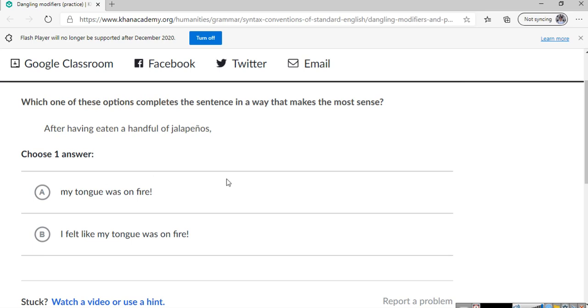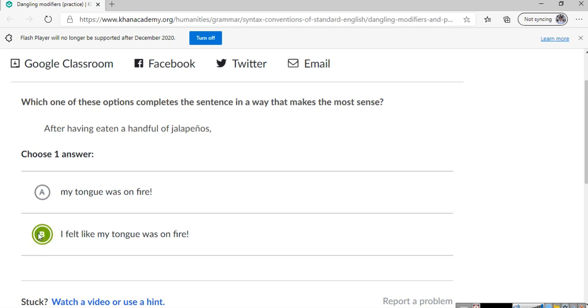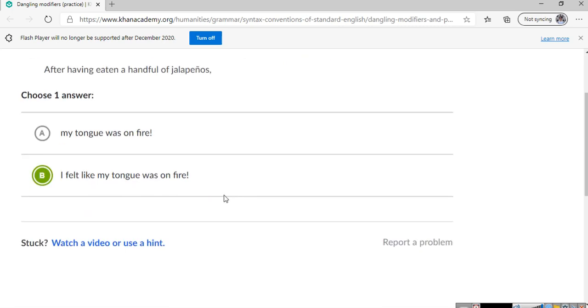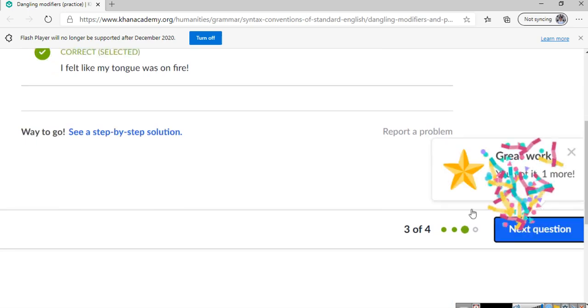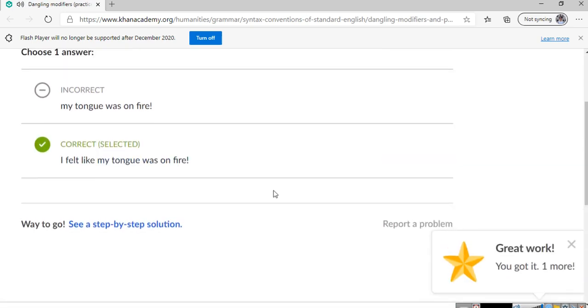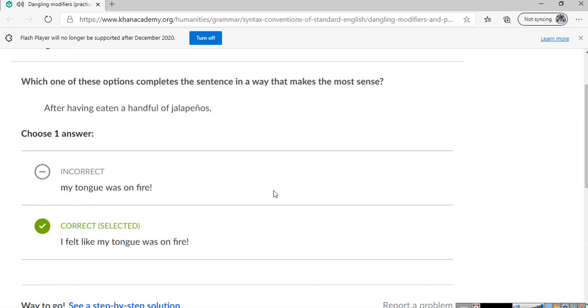B. I felt like my tongue was on fire. After having eaten a handful of jalapenos, I felt my tongue was on fire. Okay, let's check if that is correct. Great work. It says it is correct. So please explain to me, why is this one correct and why is not this one?